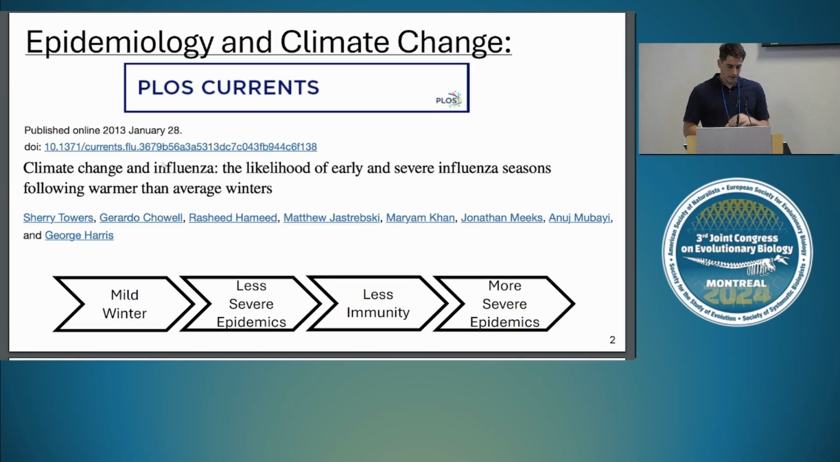This study started from another study made by Towers et al. back in 2013, which looked at how climate change might affect the influenza season from an epidemiological point of view. They looked at how a mild winter, a winter with higher than average temperatures, would lead to a less severe epidemic the same year, but would also lead to less immunity in the population, and more severe epidemics the following year.